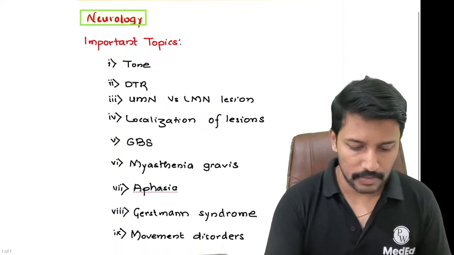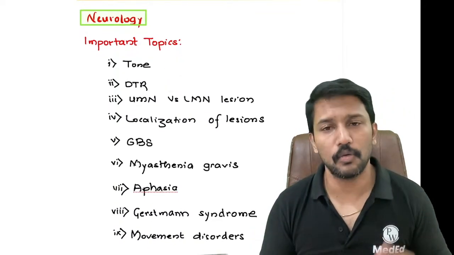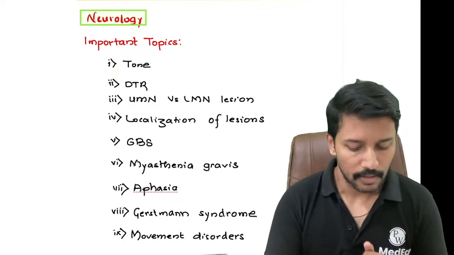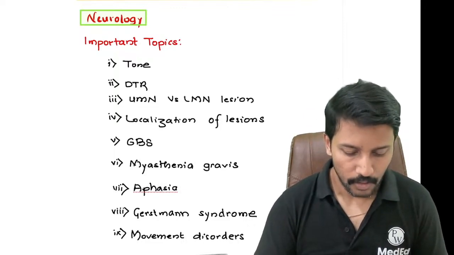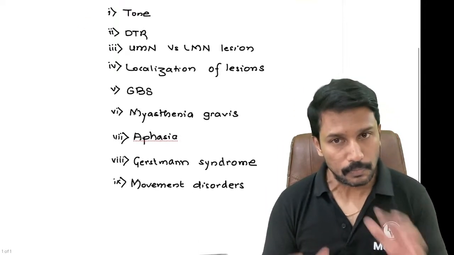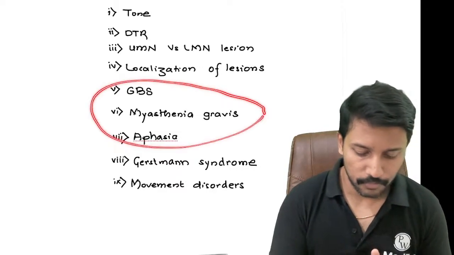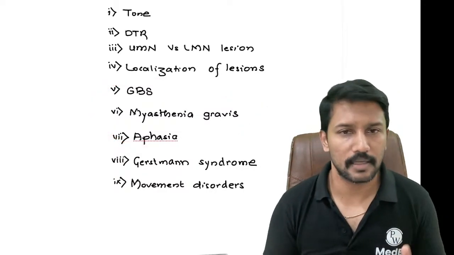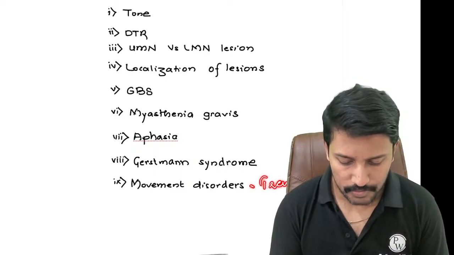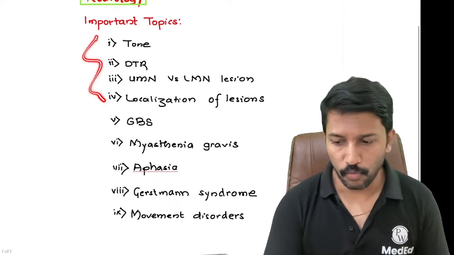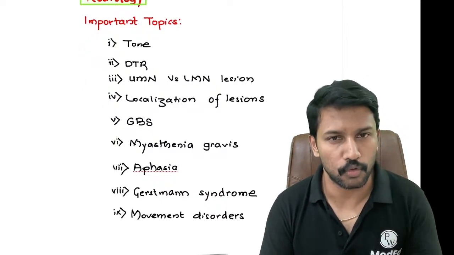So what are the important topics? According to me, the tone and deep tendon reflexes, these are basics, I know, but repeatedly they have been asking questions on it. Differentiation between upper motor and lower motor neuron lesions is an important topic. Localization of lesions in neurology is an important topic. Apart from these, the core topics are GB syndrome, myasthenia gravis, aphasia and movement disorders, primarily focusing on tremors, right? So first we will address the core topics: the tone, deep tendon reflexes and differentiation between upper and lower motor neuron lesions.